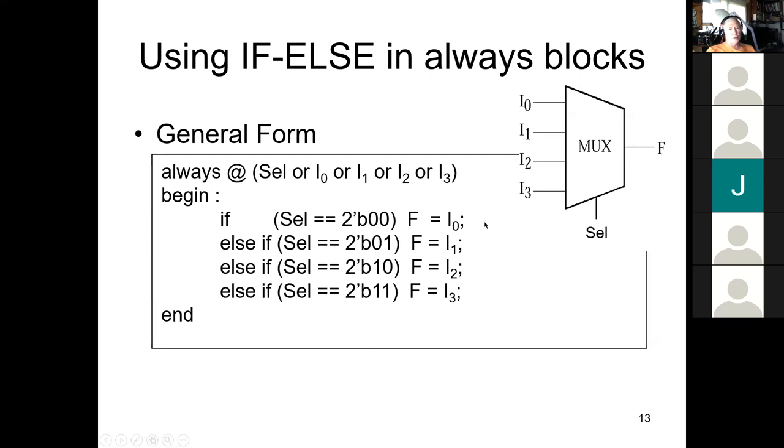Now, the one thing that's key is you have to specify all the possibilities. If you specify all the possibilities like they did here, this always block will result in a combinational circuit. And so the synthesizer will look at this and go, okay, what you really intended was a mux. But if you leave one of these out, it'll create a latch to hold that value until the next time this executes. And then you won't have a combinational circuit anymore. So you have to be careful when you use it in this bastardized form, because if you leave out one of these options, then you have to create a latch.